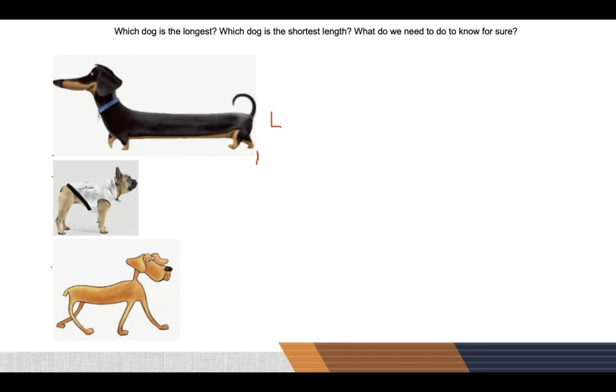Now we're looking for the shortest one. We have 2 more to compare it to. And quite clearly, this is not the shortest since there's a gap in between these 2. So the doggy in the shirt is the shortest. And then this one right here, if we put it in order, would be the one in the middle.